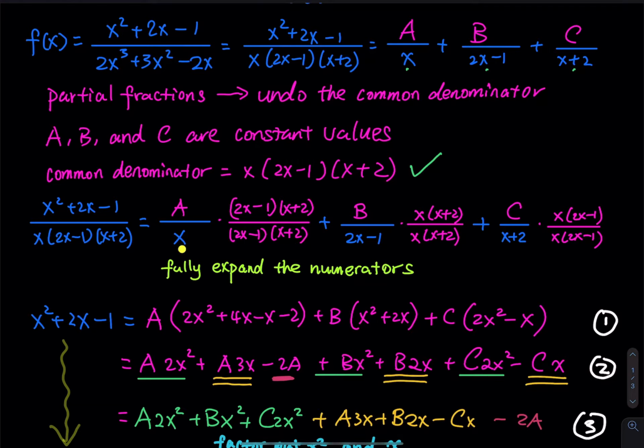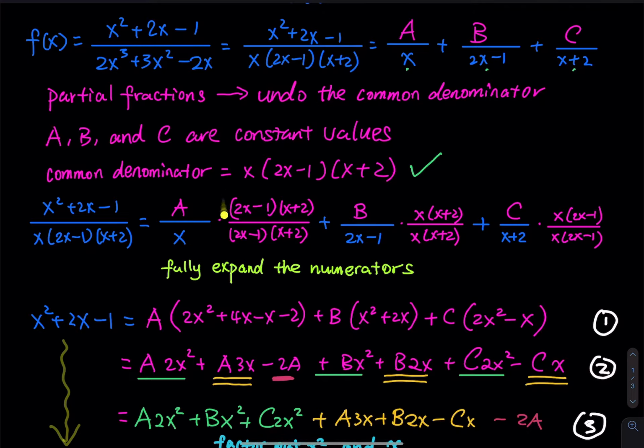Compare the x to the common denominator. You are missing 2x minus 1 and x plus 2. That's why you have to multiply them on top and bottom. Can I just multiply the bottom? The answer is no. If you don't have the same thing on top, that means you are multiplying by something other than 1. If you do so, you already changed the problem.